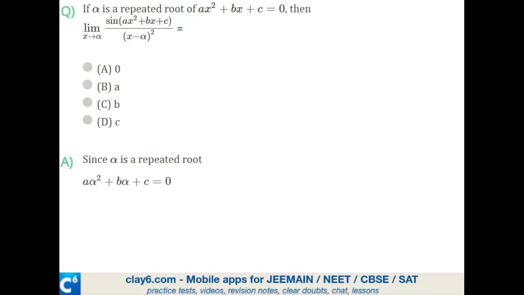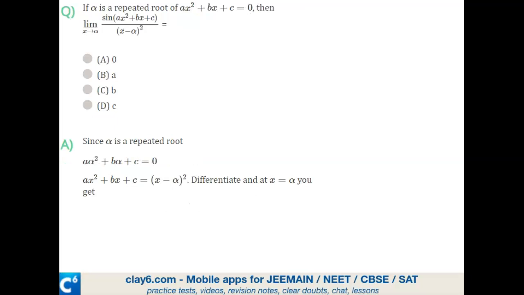Okay, so there are two things we prepare ourselves before. We know that ax squared plus bx plus c equals a times x minus alpha squared, because it's a repeated root and it's a quadratic equation. So we differentiate, and at x equal to alpha you get 2a alpha plus b equal to 0. Just simple differentiation: 2ax plus b equals 2a times x minus alpha. At x equal to alpha, you get 2a alpha plus b equal to 0. We'll just use it for the next step.